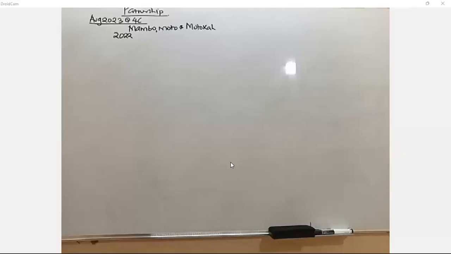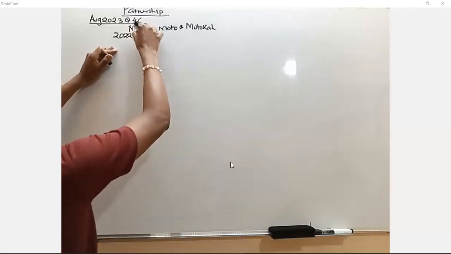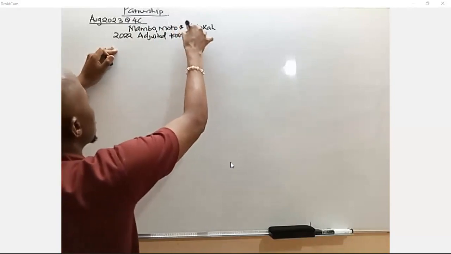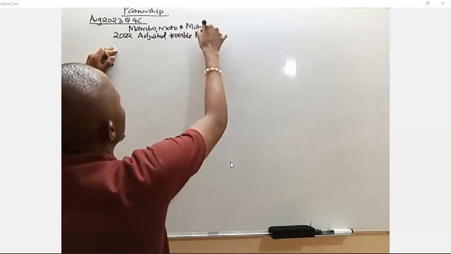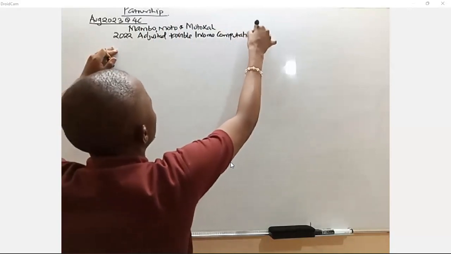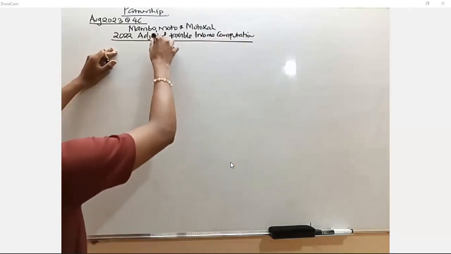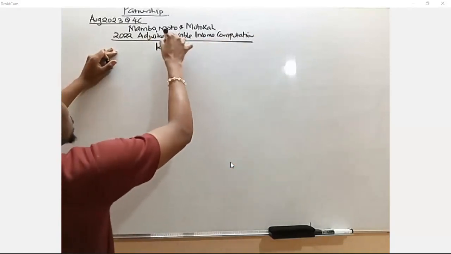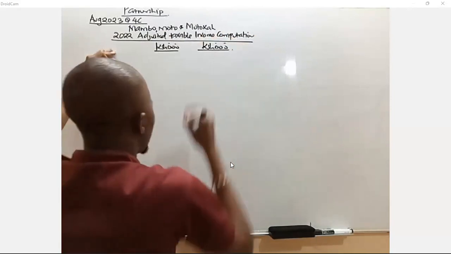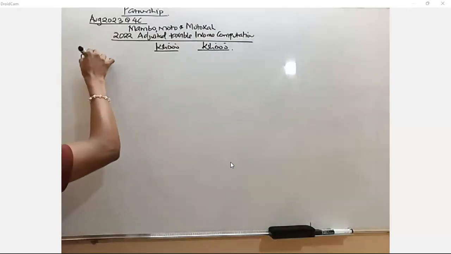So in this case, we are discussing Mambo, Moto and Mutoka 2022 adjusted taxable income computation. Adjusted taxable income computation. So in this case, we are going to be having two columns. Then you're going to be starting with the reported profits.